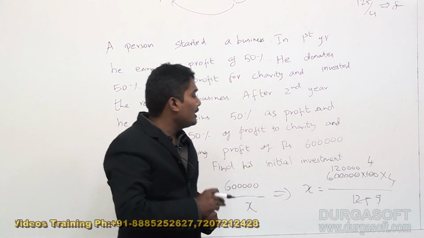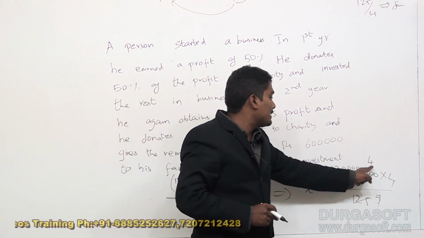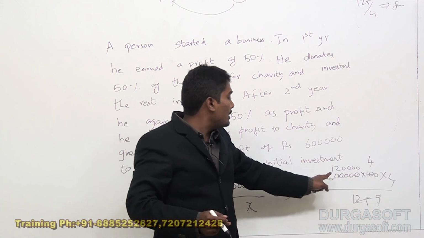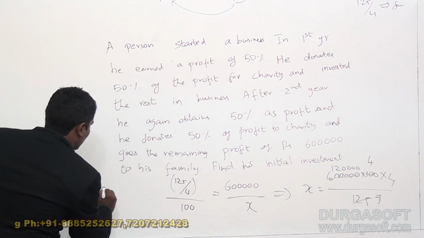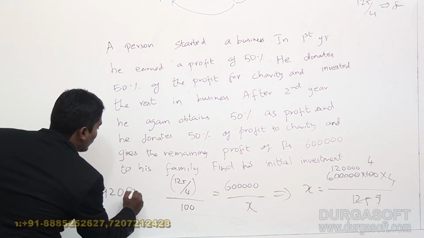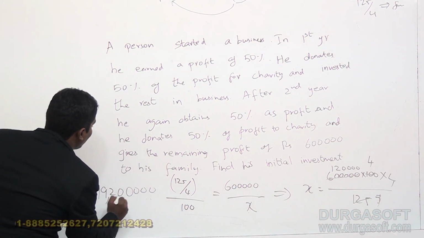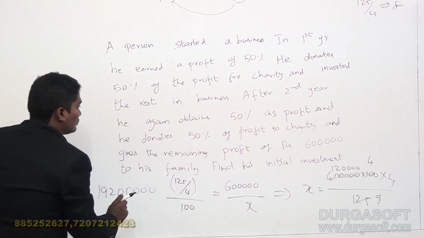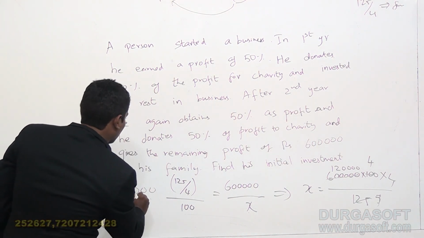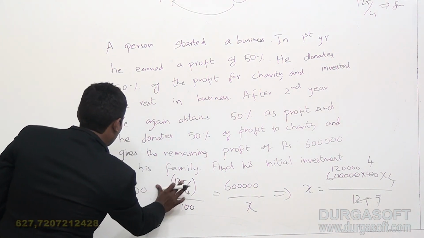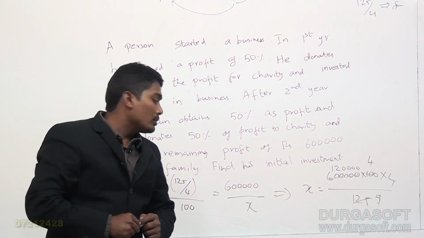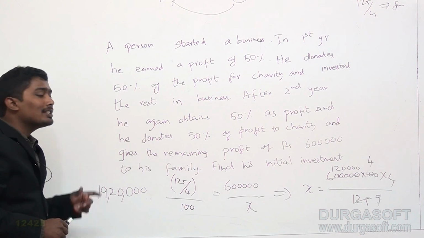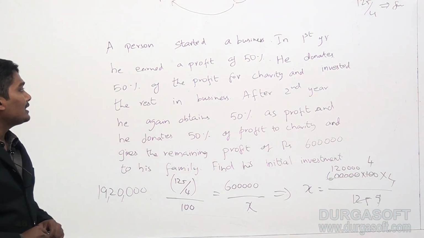So 4 4s are 16. 16 into 12 will be 192. So his initial investment was 19,20,000 rupees. His initial investment was rupees 19,20,000.